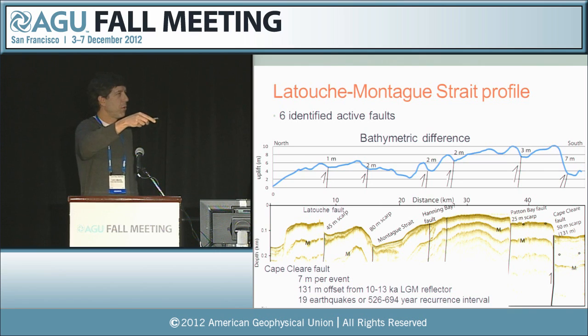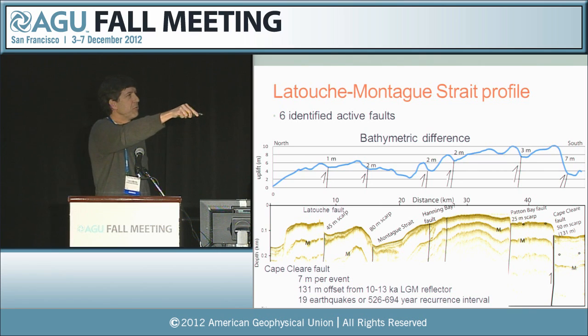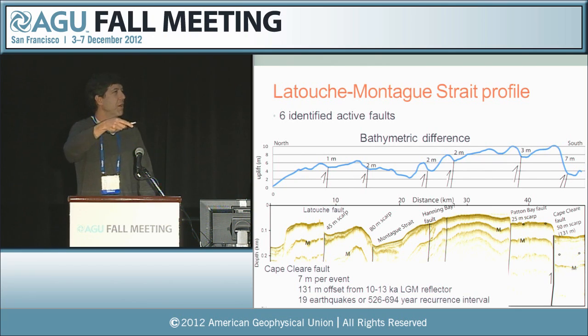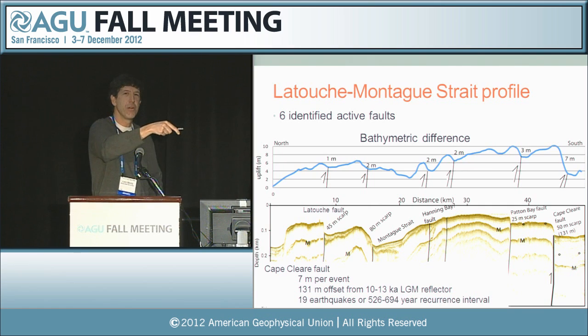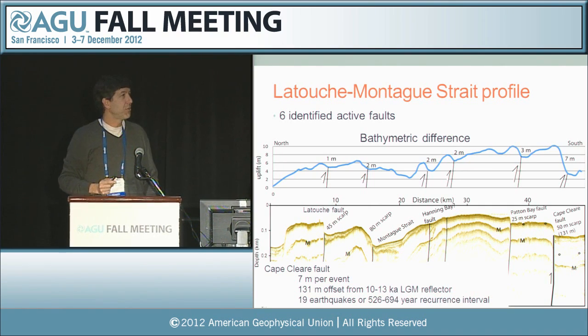So a little, quick back of the envelope calculation. If you have 7 meters per event, using the '64 earthquake as a proxy for that, 131 meters total from this unconformity, which is a 10 to 13,000-year horizon, you'd get about 19 earthquakes, or about 500 to 700 years recurrence interval, which is consistent with paleoseismic measurements in the area that Carver and Plafker have put together. So we think this analysis is pretty solid in this area here. Let's see, we'll move on from there.